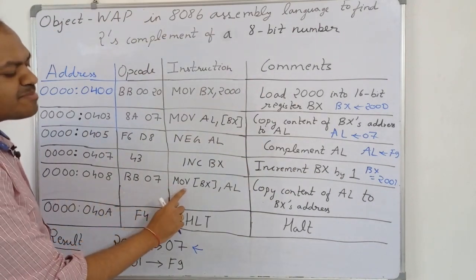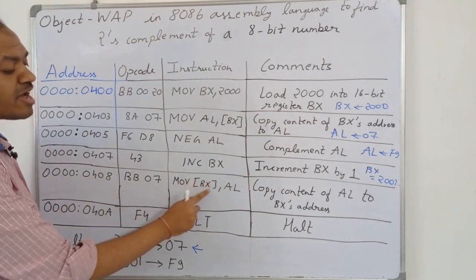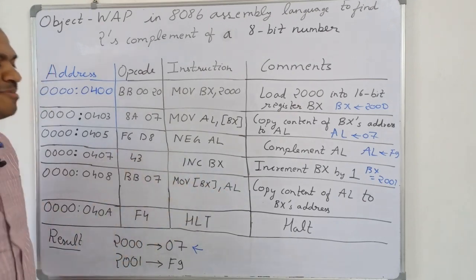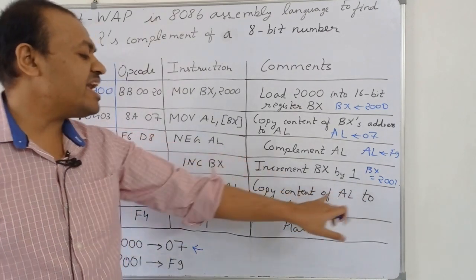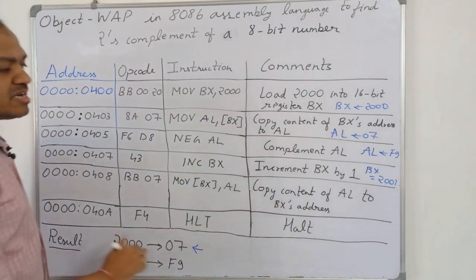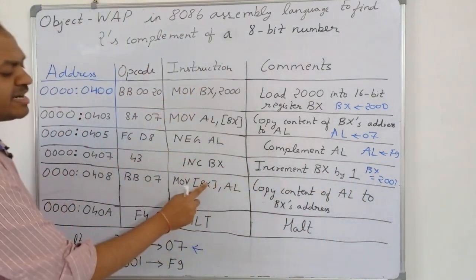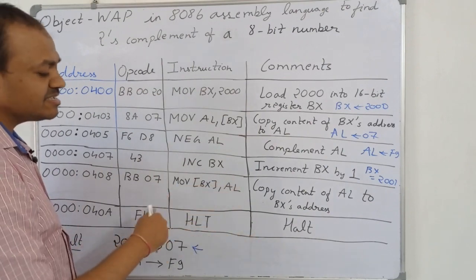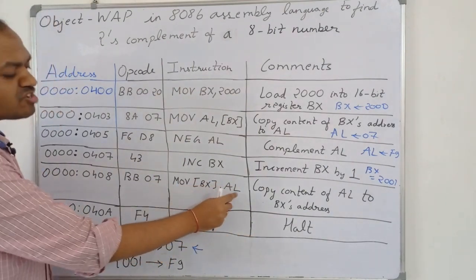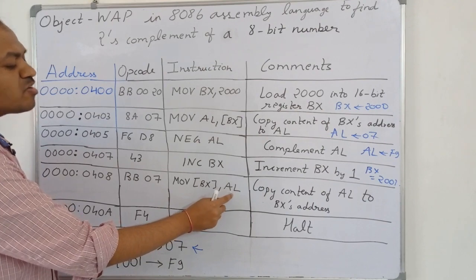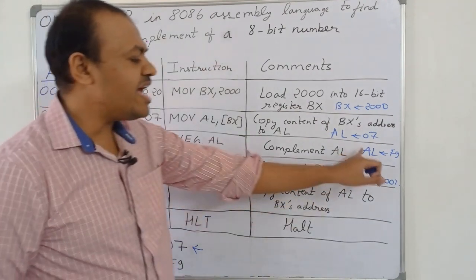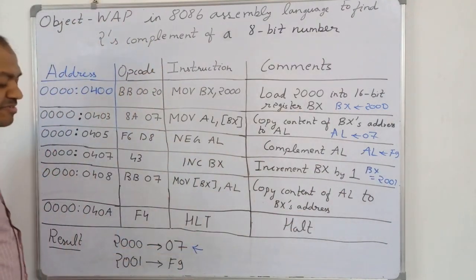The next instruction is MOV, again with square brackets. Square brackets denote an address. MOV [BX], AL means copy the content of AL to BX's address. So this 2001, which is written in square brackets, will be treated as an address. Now the contents of register AL will be copied to BX's address, so the contents of AL will be copied to 2001.